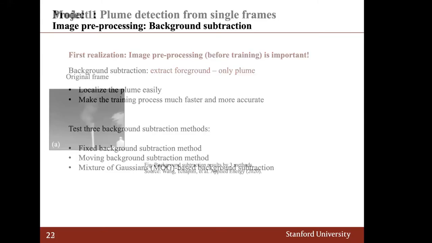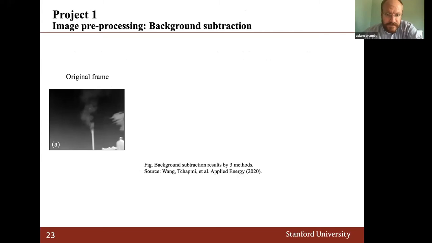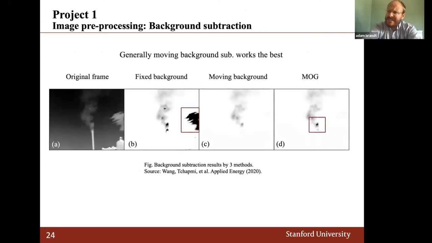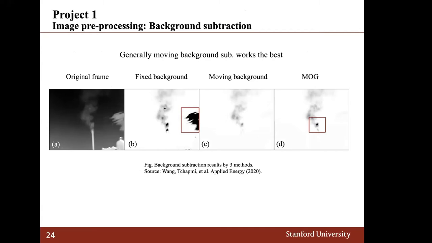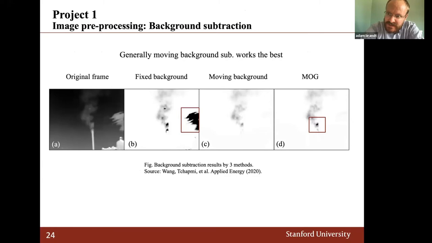So here's our original frame. It's a methane plume. The fixed background method basically says, I'm going to take a sequence of frames from the start of the video when there wasn't a leak present, the class zero. I'm going to average them, let's say 10 frames, and create the background with no plume. And I'm going to subtract that from every image that comes in the future and say, this is what's different, therefore this is what's changed. The problem with that is here, you can see in frame B, highlighted in red, a cloud has actually entered the frame between when we categorized the background and when we're doing this particular frame subtraction. So you get this big signal here.